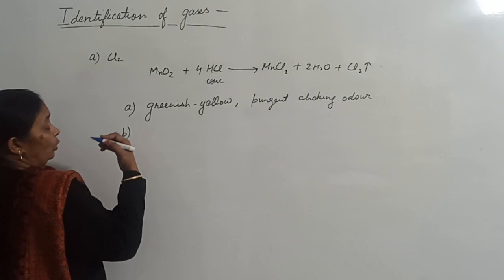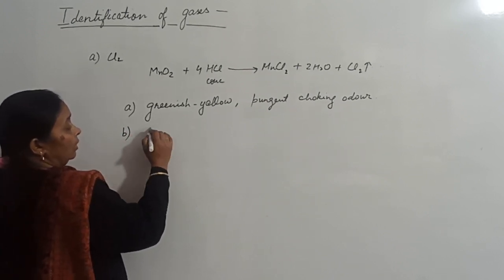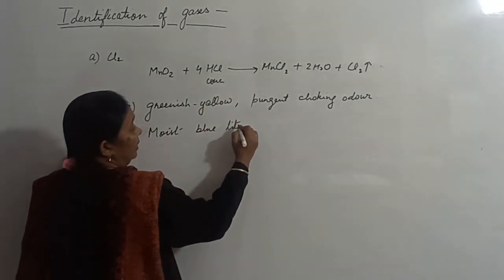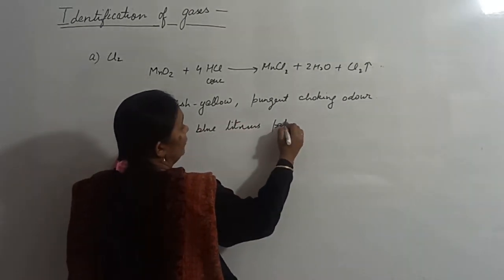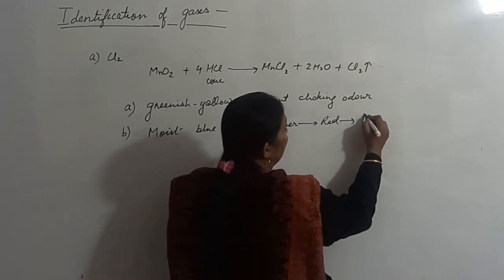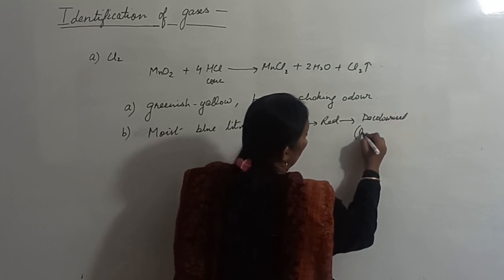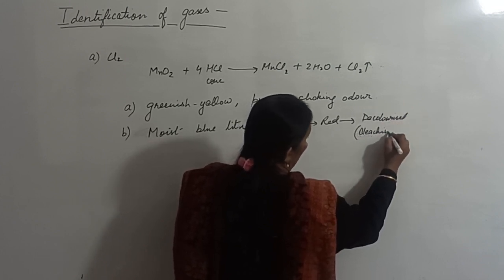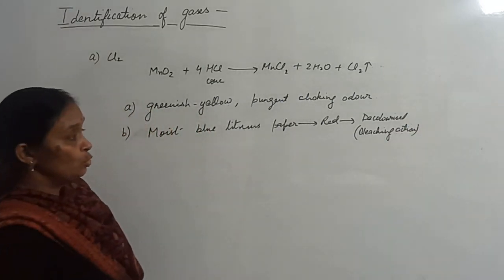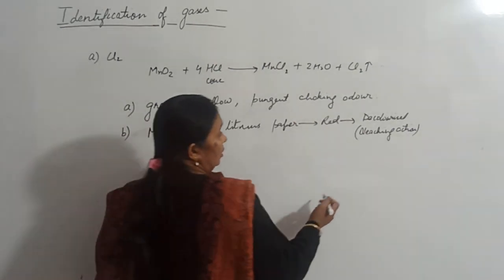Now you can also perform a litmus test. If you bring a moist blue litmus paper in contact with chlorine, it first turns red and then finally it gets decolorized due to the bleaching action of chlorine. So litmus paper goes from blue to red and then decolorizes because of the bleaching action.